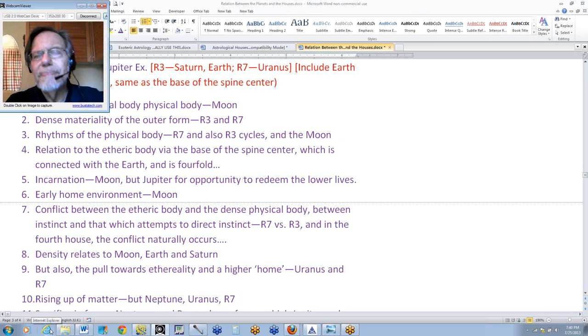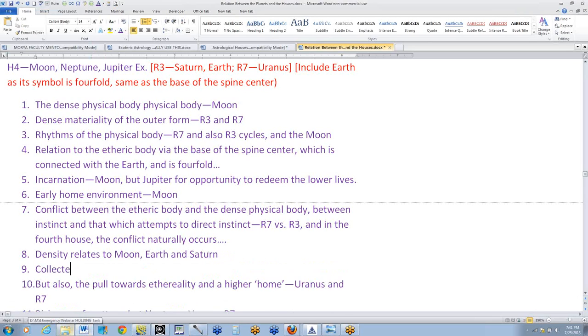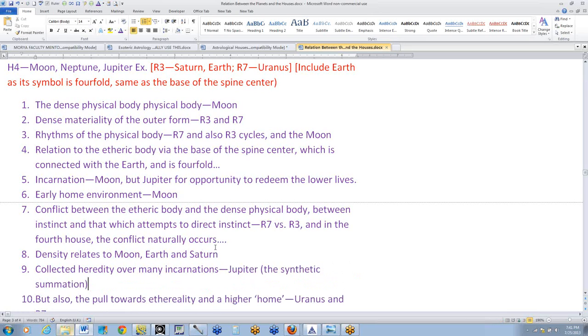The main thing is when you deal with any client, there are 10 million, that's just a symbolic number of possibilities of what's going on in the life of that client. Where have they been? What kind of lives have they led? In what nations? Under what rays? In what root races and sub-races and branch races? What is the collected heredity of such a being? And by the way, that makes me want to say the collected heredity over many incarnations, and I look at that as Jupiter, the summation, synthetic summation. So who is this individual?